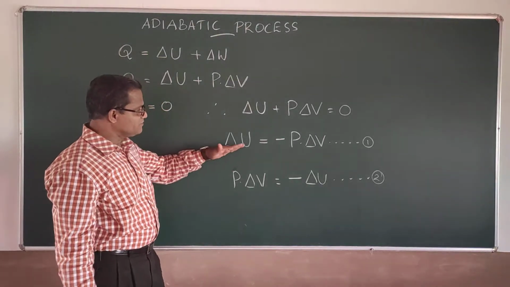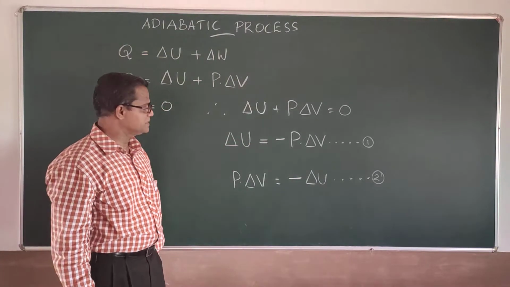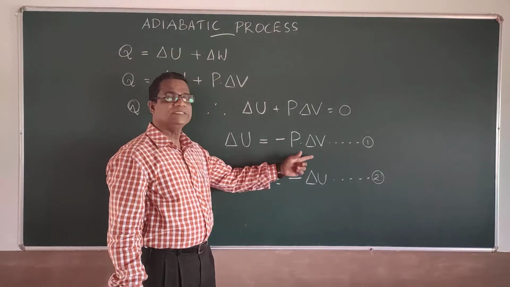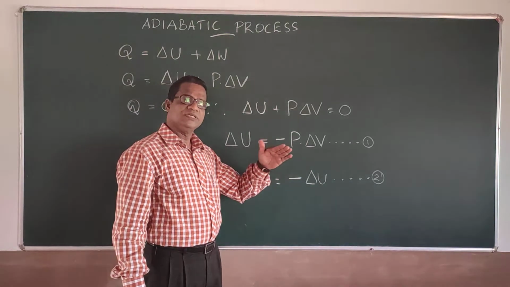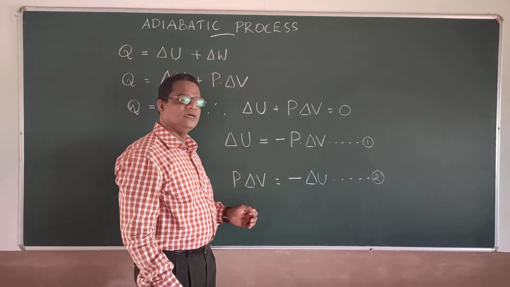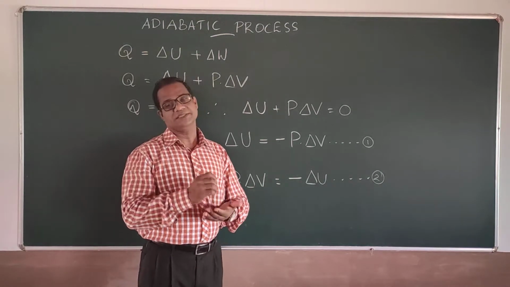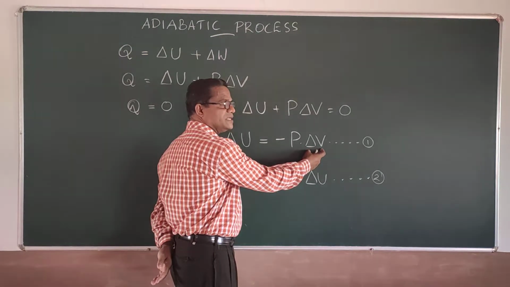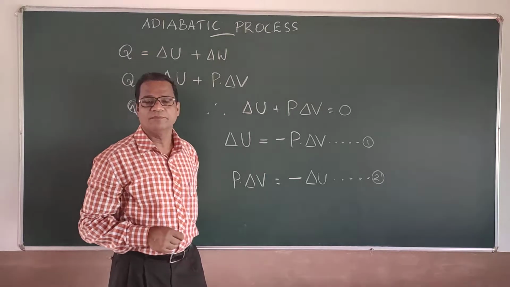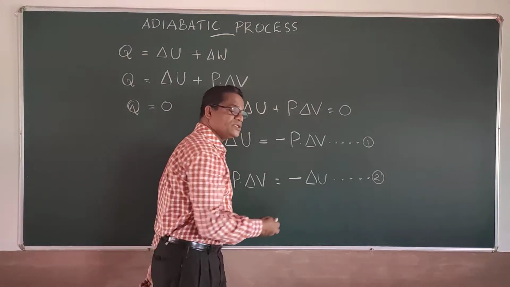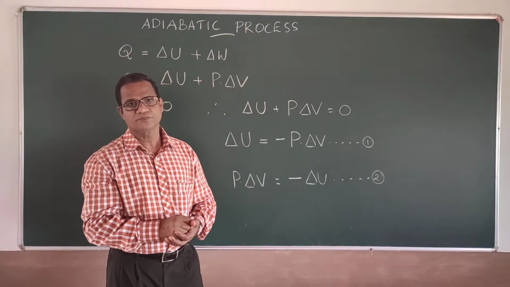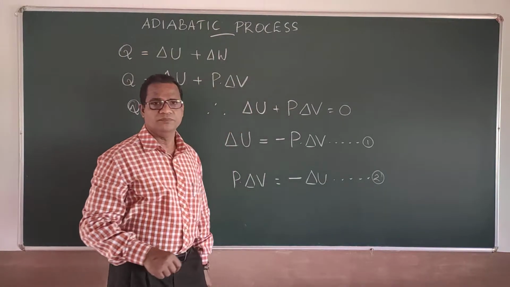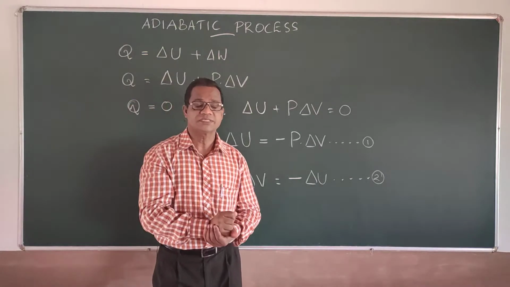Now let us consider the first situation, equation 1. Here the negative work done is coming. So actually negative work done relates with the volume decrease. So when the volume is decreasing, you can say change in volume is negative. Volume decrease is possible with the compression. There is a sudden compression coming.